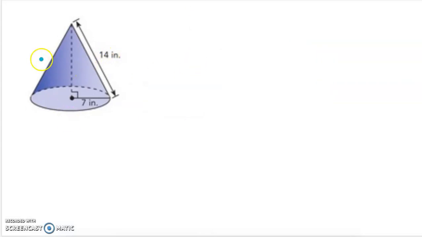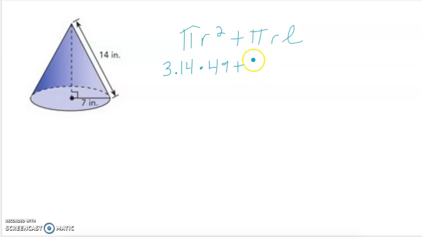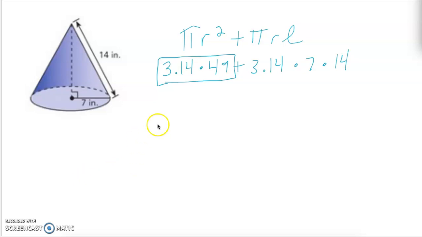The next one, same thing, guys, just different numbers. So I'm going to use pi r squared plus pi rl. And let's go ahead and fill in what we know. So 3.14 times the radius of 7, so the radius squared is 49, plus pi is 3.14 times the radius of 7 times the slant height of 14. Let's do this left side first, 3.14 times 49, which is going to be 153.86.